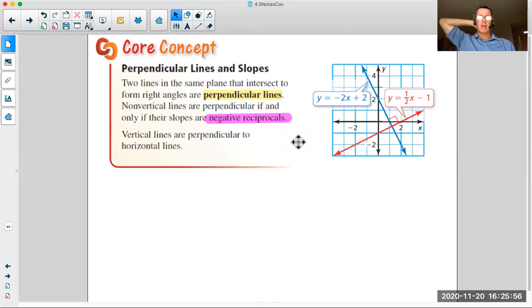Okay, so perpendicular lines and slopes: two lines in the same plane that intersect to form right angles are perpendicular lines. We just talked about that.